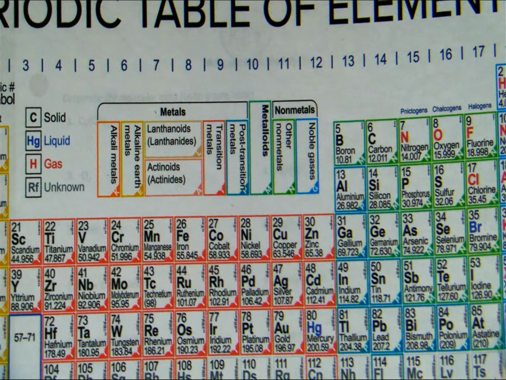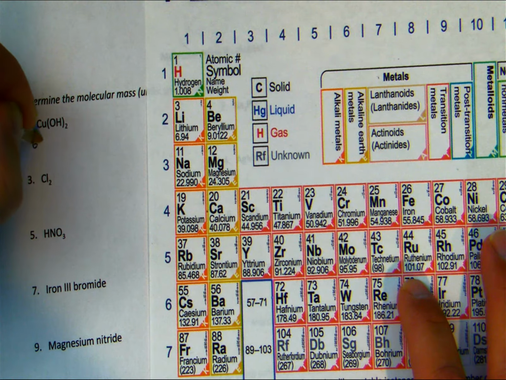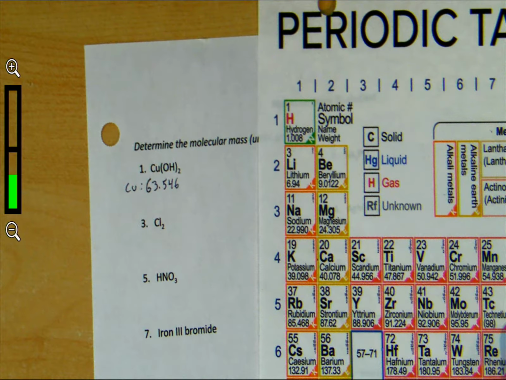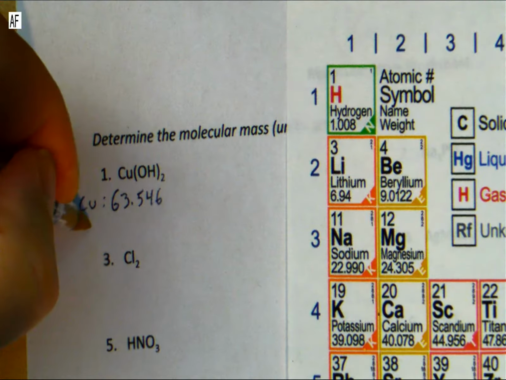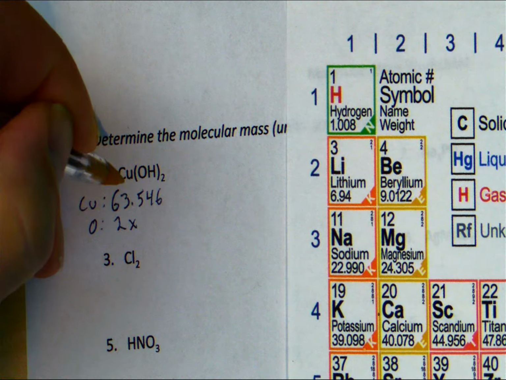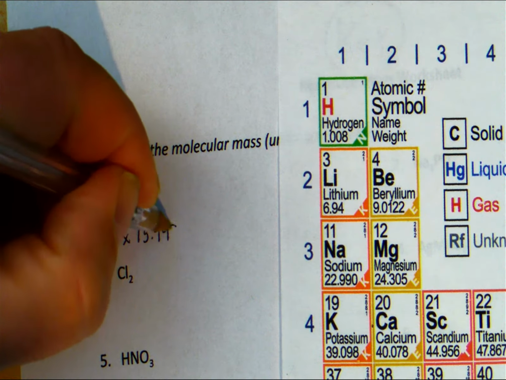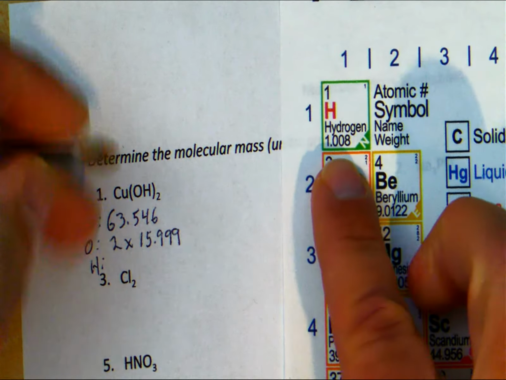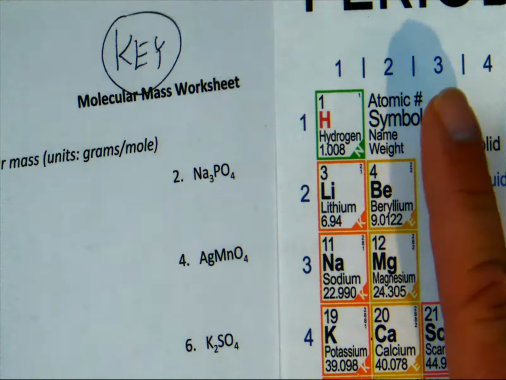I suppose I could jot this out a little bit. So for copper, it is 63.546. For the hydroxides, I have two of them. Two hydroxides, which means I have two oxygens. So for the oxygen, it's 2 times, and my periodic table lists it at 15.999. Yours might just say 16.00. For the hydrogens, two of those, so 2 times 1.008. Add all of that together.